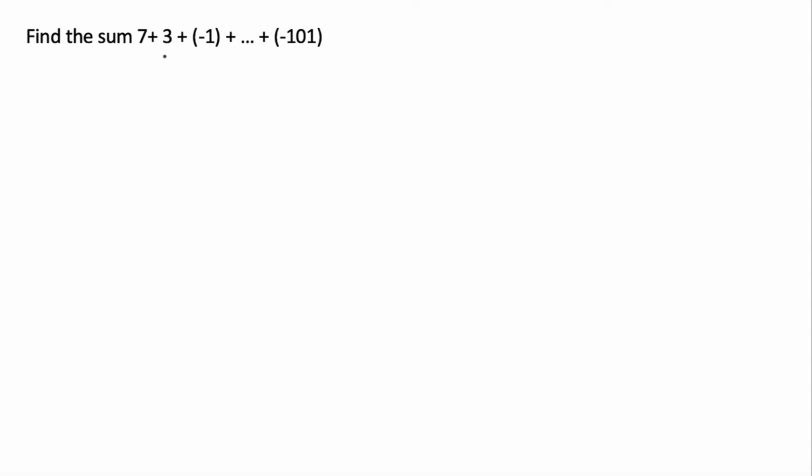All right, so we want to find the sum of this sequence. The first term is 7, and then the second term is 3, the third term is -1, and we go all the way up to -101 here.